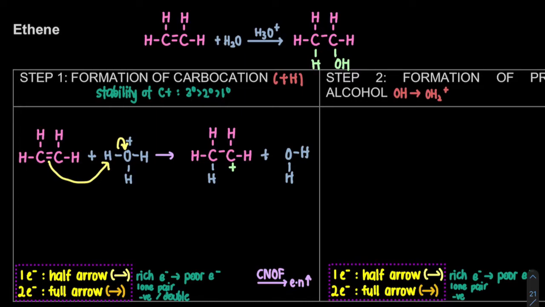Just to be sure, when we mention a carbocation, we have to check the stability. This carbocation is primary, and the next carbon is also primary. So that's why we don't have to do any rearrangement. So that is the first step, okay? Okay, so the next step.